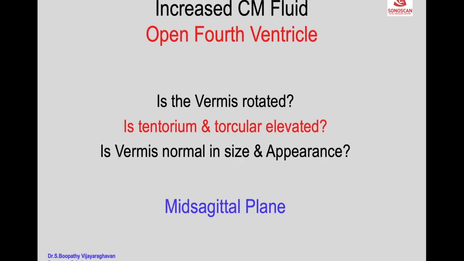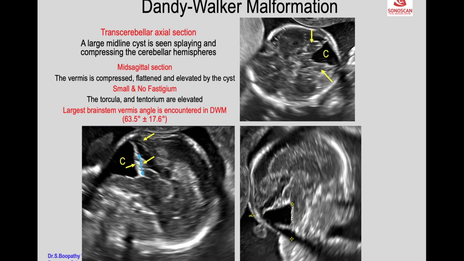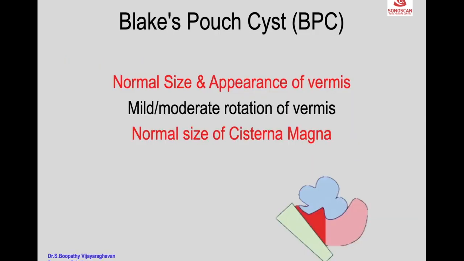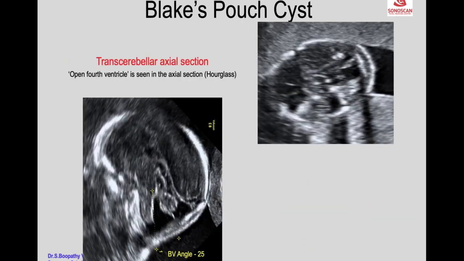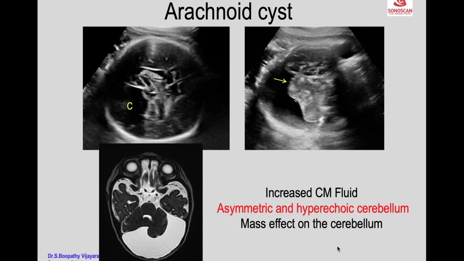To assess this, what we need is a midsagittal plane. The angle formed between the first and third lines is called the brainstem tentorium angle, roughly more than 45 degrees. Here it is 72, with vermian hypoplasia, and the BV angle is increased. The cisterna magna is of normal size. The transcerebellar axial scan shows the open fourth ventricle features. The vermis is normal and the BV angle is normal, but there is an enlarged cisterna magna hemisphere. So that is an arachnoid cyst.